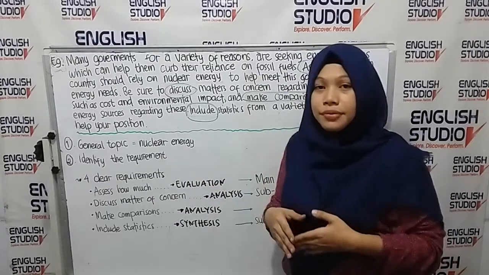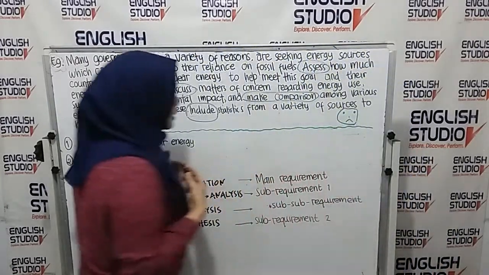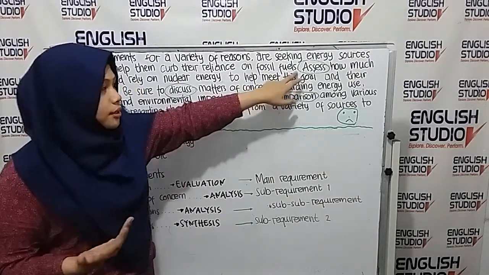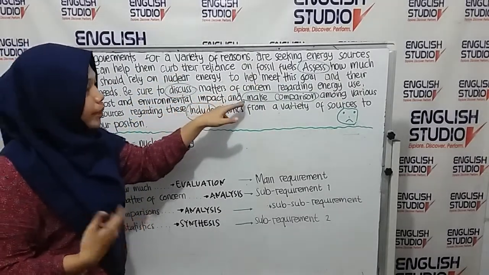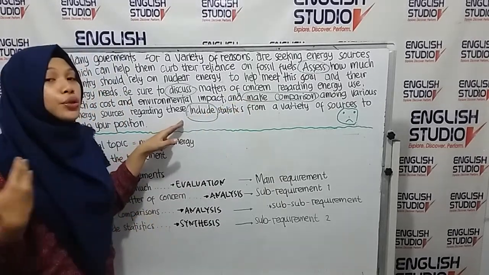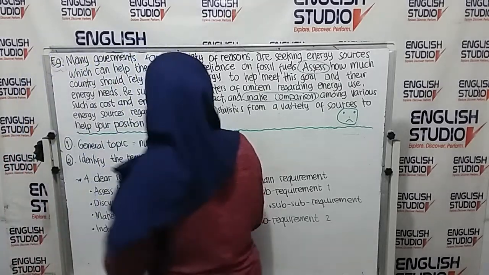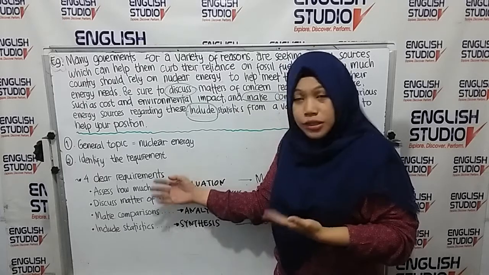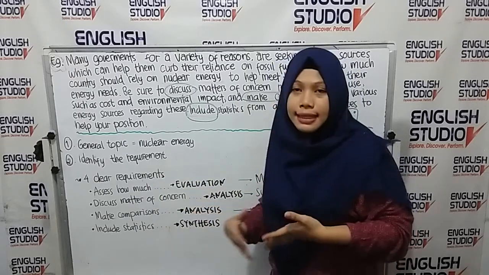Okay, second, let's identify the requirements. You may see in this, assess, an instructional word. Look for another: discuss. And we also find make comparison or compare, and the last is include. So there are 4 clear requirements here. I wrote them down here: assess how much, discuss matters of concern, make comparison, and include statistics.